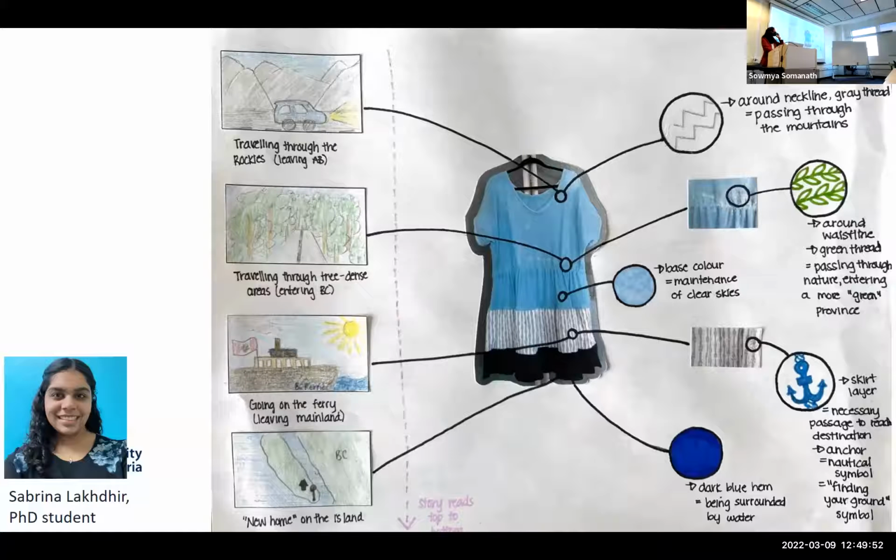So Sabrina is the student who's working on it, and this is the dress that she made to tell the story of her moving from Alberta to Victoria when she came as a PhD student. And we learned that it could include fabric types, sewing styles, colors, patterns, etc. And we also are collecting some sketches from home stores, and we learned that electronics could be part of it.